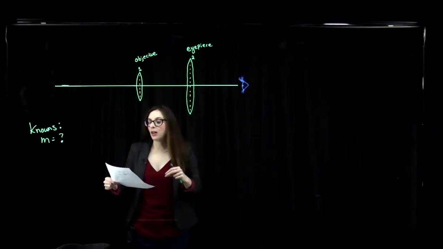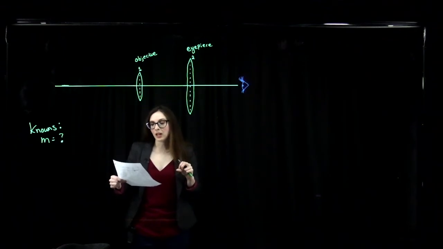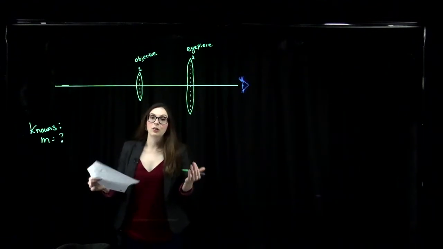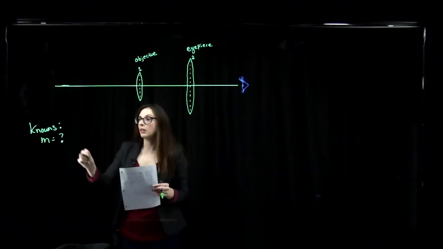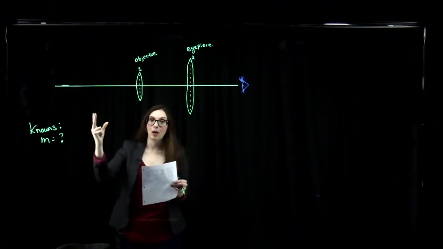Calculate the magnification of an object placed 6.22 millimeters from a compound microscope that has a 6 millimeter focal length objective and a 50 millimeter focal length eyepiece. The objective and the eyepiece are separated by 23 centimeters. The first thing we'll do is identify the knowns and our unknowns. Our unknown is the magnification of our system.